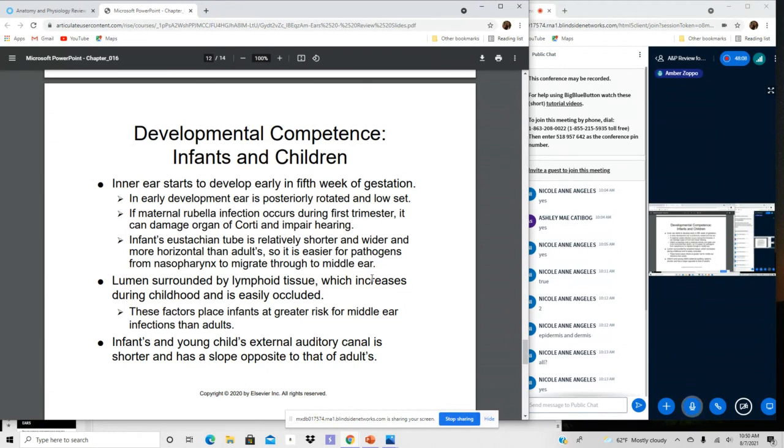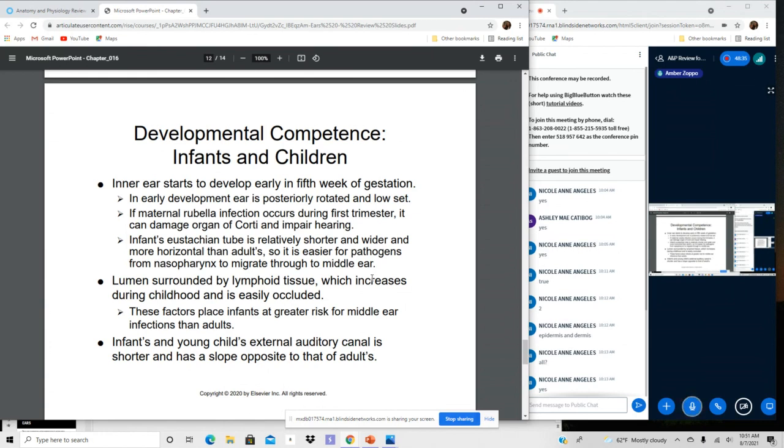An infant's eustachian tube is relatively shorter, wider, and more horizontal than an adult's, so it is easier for pathogens from the nasopharynx to migrate through to the middle ear. So because of the anatomy of the infant's ear, it's shorter and wider, it's easier for infants to get infection of that middle ear than it is for adults, who have a more developed ear.